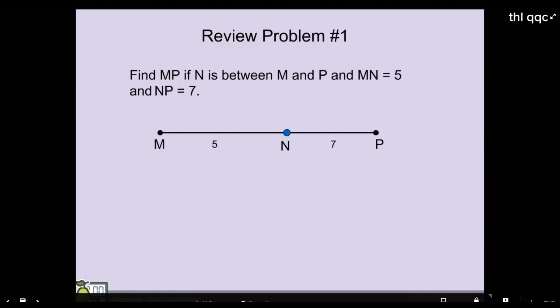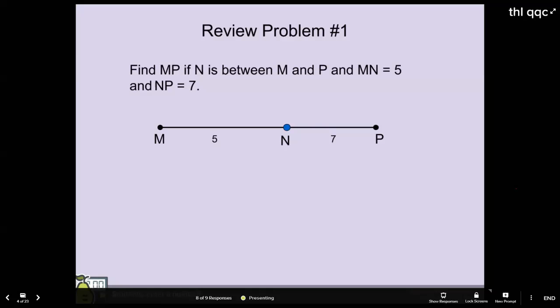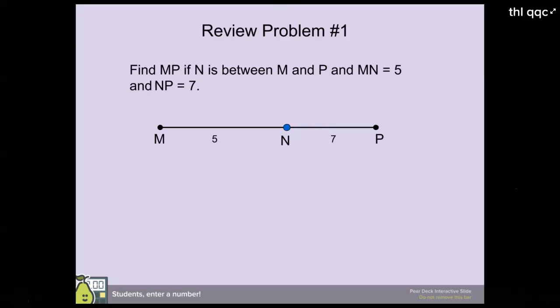Okay, so for this problem, you guys said 12. So let's take a look and see if that is correct. Spoiler alert, it is. But, all right, so how did we get 12? Because a few people didn't come up with 12.